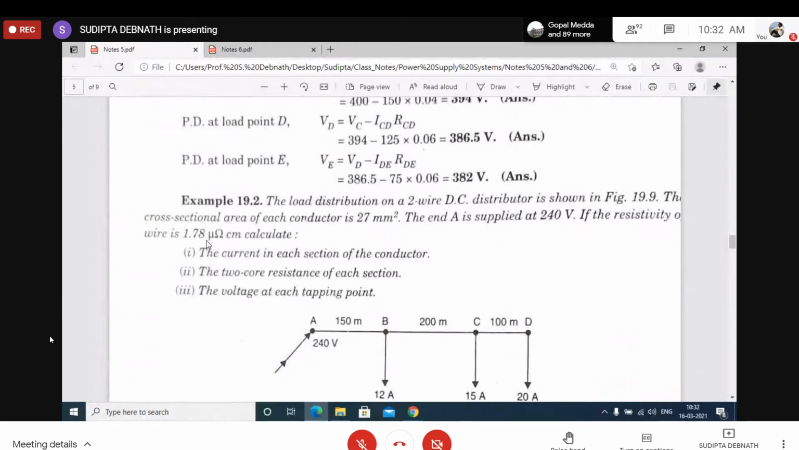Resistivity is given as 1.78 micro. Okay. So you know resistivity is given, so you can easily find out what is R. R is rho L by A. So what is the resistance of this part? It will be rho, 1.78 into 10 to the power minus 6. What will be L? L is 150, but as it is given in centimeter, you have to convert this into meter. So it is rho into L, means 150 into 100, by A. You have to convert this also in centimeter square because this is given in centimeter. So you have to put 27 into 10 to the power minus 2.